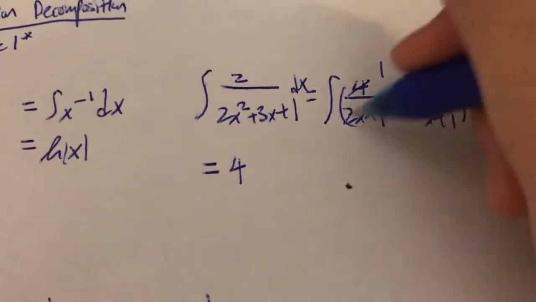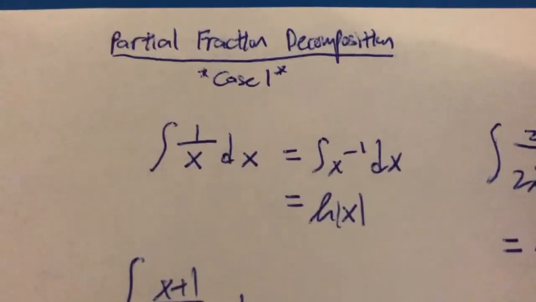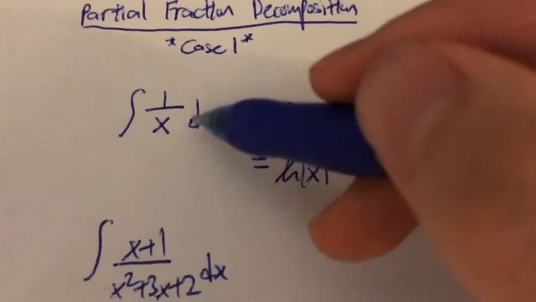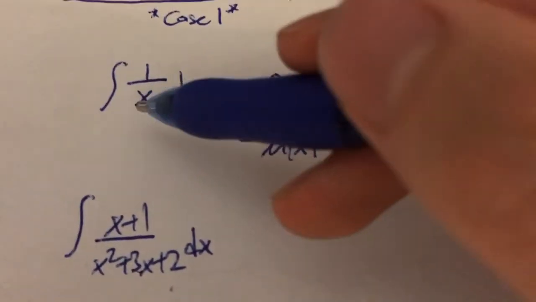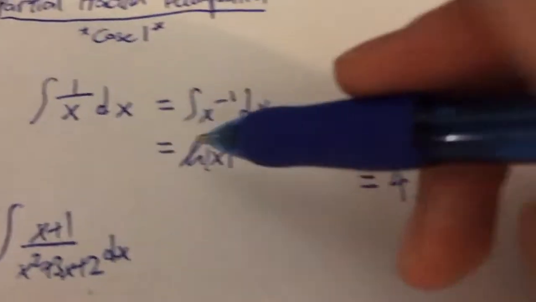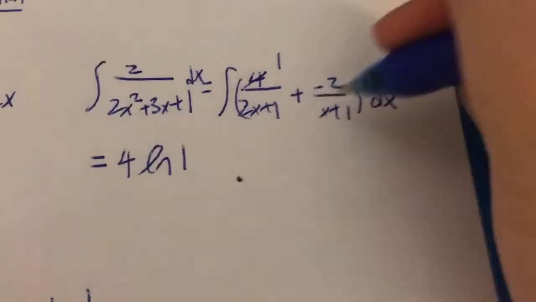1 over anything on the denominator that is a degree of 1 becomes ln, right? Going back to this formula right here, remember that. 1 over x, which is just a degree of 1 in the denominator. 1 over anything on the denominator of a degree of 1 will equal some sort of ln function. So ln is going to be the absolute value of this entire thing, 2x plus 1.